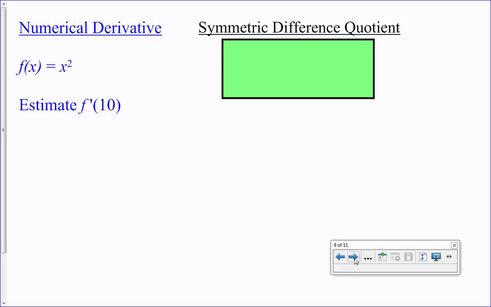Numerical derivative. I need to figure out what f prime of 10 is. Okay? How can we figure out what f prime of 10 is? Well, f prime means the derivative of this function, and then I need to put a 10 in there for x after I find the derivative, and figure out what it is. It might be 20. But how are we going to figure out what the derivative is?